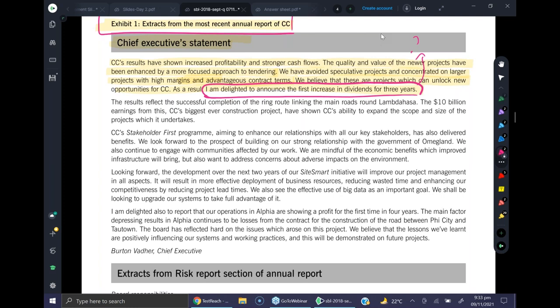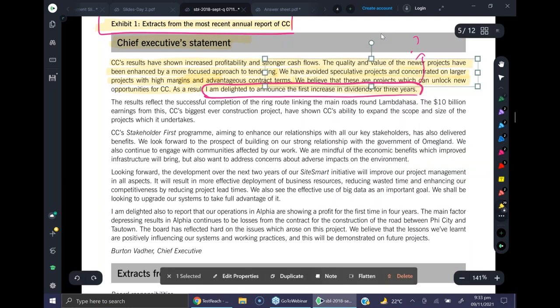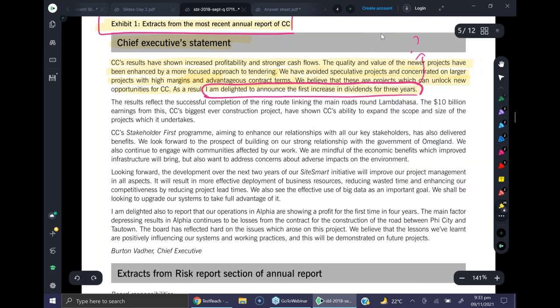Now let's read more, because this is not the only point we are going to talk about for financial aspects. You remember requirement 1, everyone? Question number 1, part A, is to discuss the financial and non-financial aspects. Okay, I'm just highlighting the information. We'll jot it down at the end.